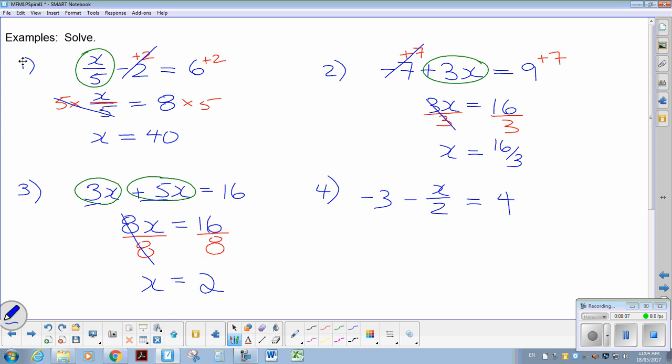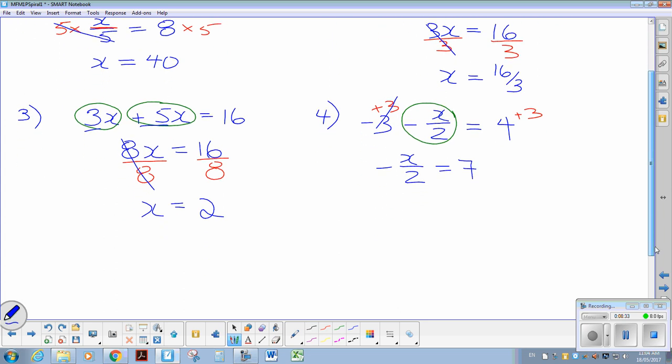All right, so first step, as I said always, circle the x term. We want to get this by itself. So that means the negative 3 has to go. So that means I'll have to add 3. If I add 3 to one side, I have to add 3 to the other side. Negative 3 plus 3 will cancel each other out, becomes 0. Negative x over 2 equals 7, and here's the tricky part.